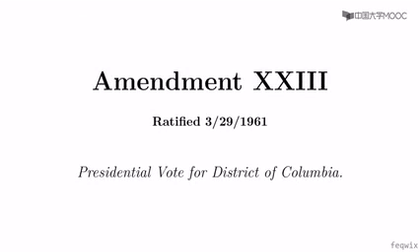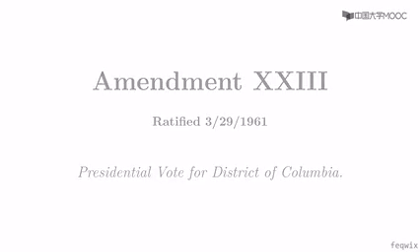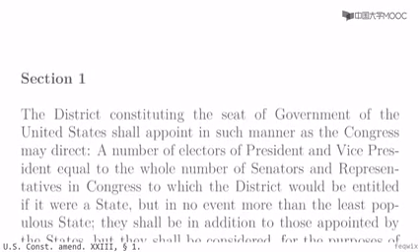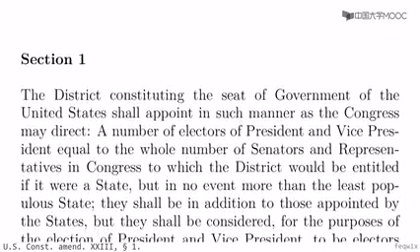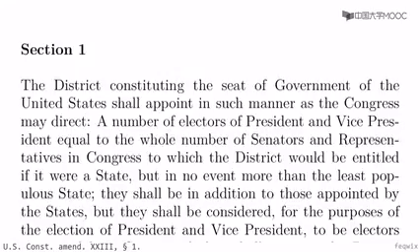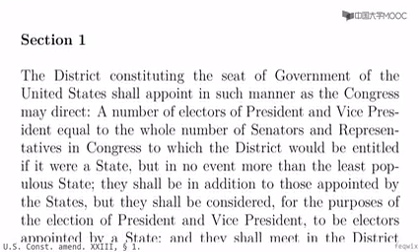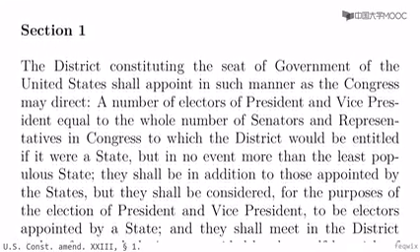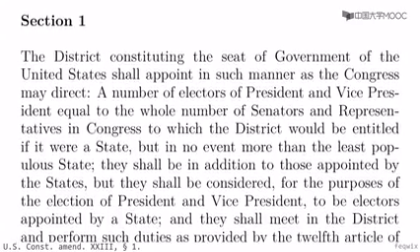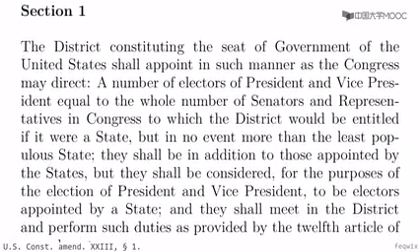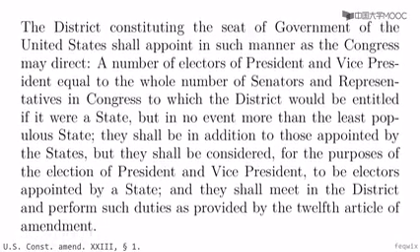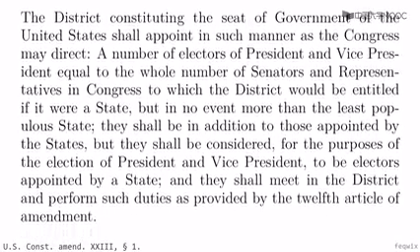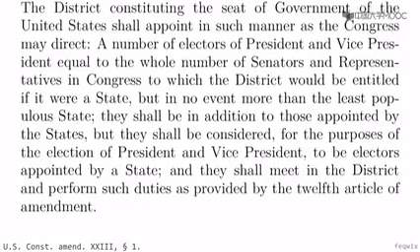Amendment 23. Section 1. The district constituting the seat of government of the United States shall appoint in such manner as the Congress may direct a number of electors of President and Vice President equal to the whole number of senators and representatives in Congress to which the district would be entitled if it were a state, but in no event more than the least populous state.